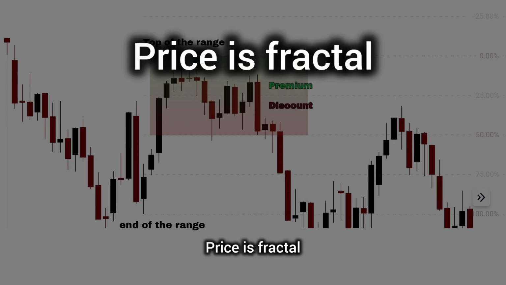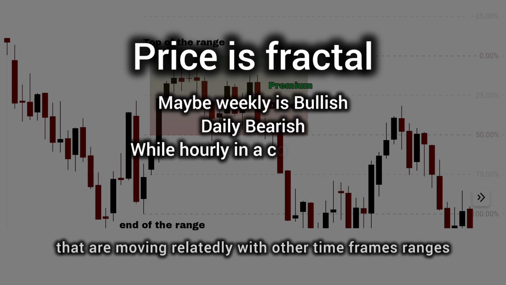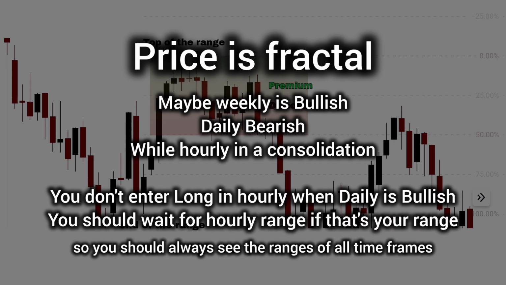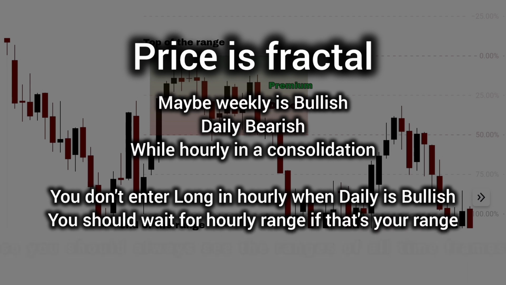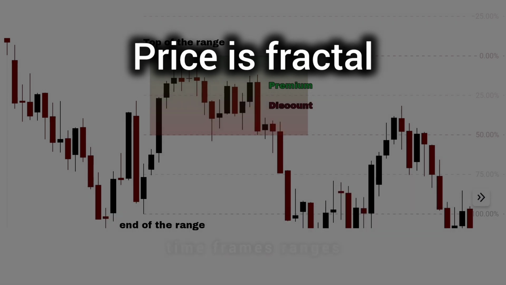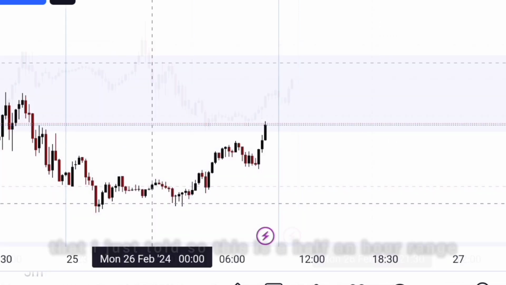Price is fractal. Price moves the same way in all time frames, and all the time frames have their own ranges that are moving relatedly with other time frames' ranges. So you should always see the ranges of all time frames and trade your own range aligned with other time frames' ranges. Here is a live example of me trading with the concept I just told.